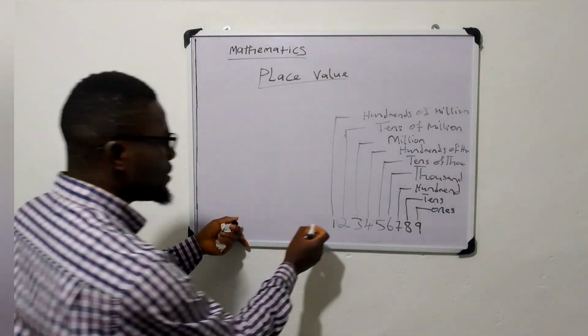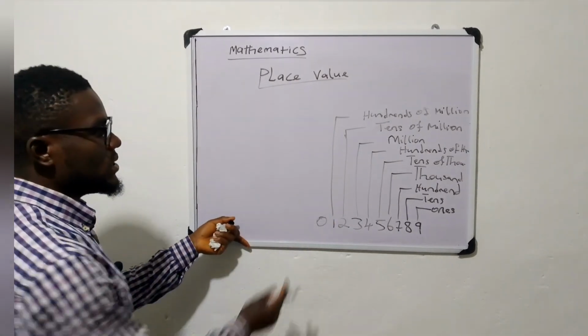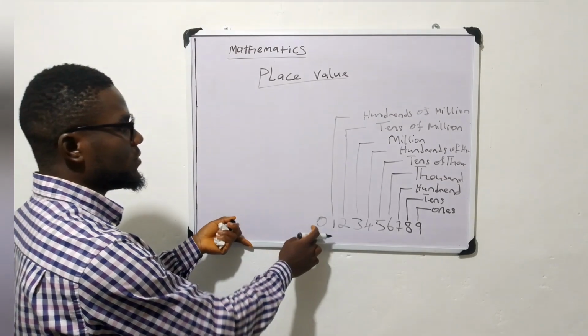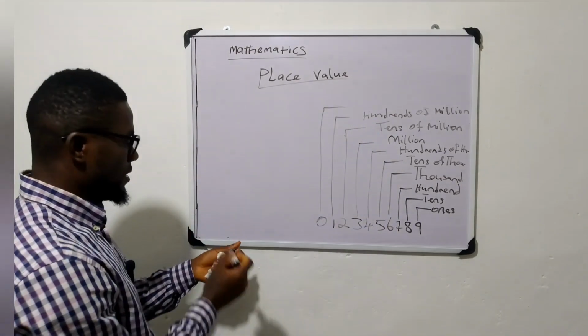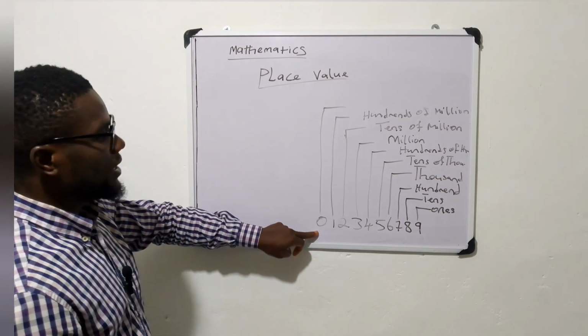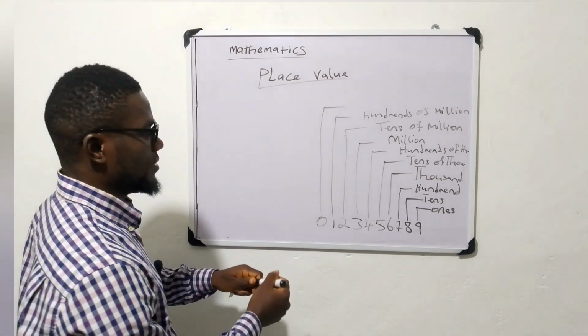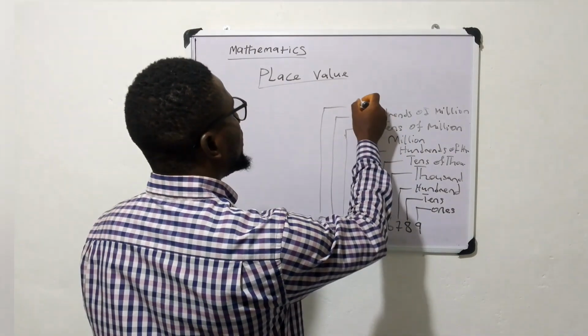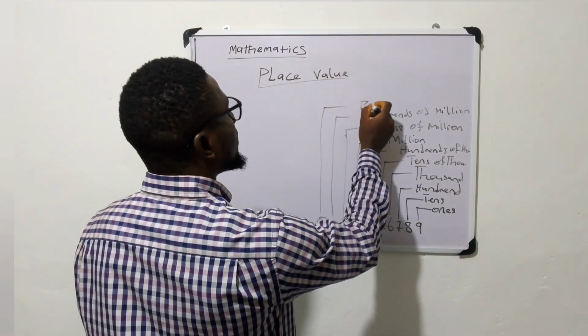Then you have 0. 0 is among them. What is the value assigned to the position of the 0 here? This 0 carries the position of billion. Its value is billion.